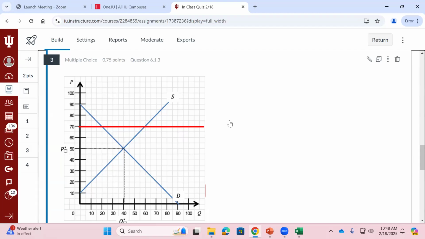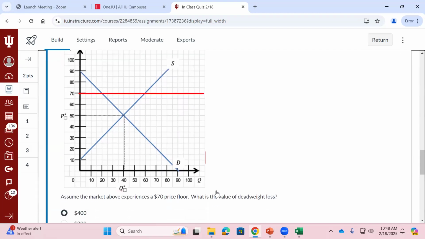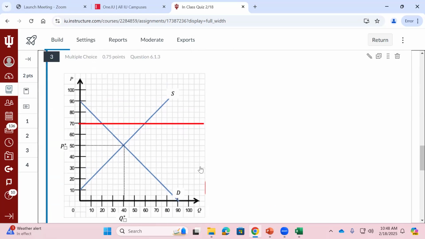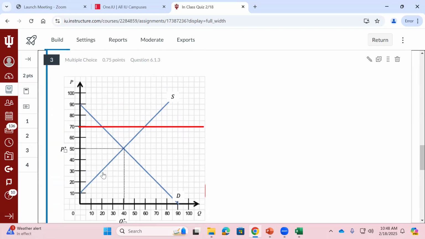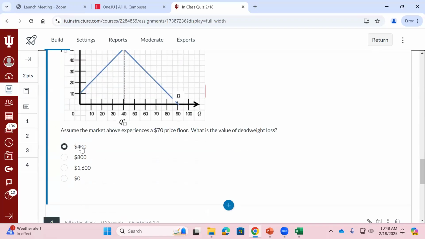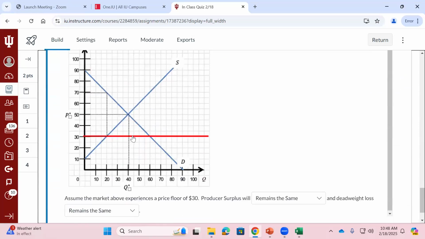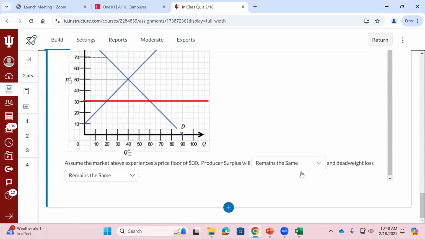So on question 3, when we're asked about the value of deadweight loss, it's what surplus was lost from no longer having this equilibrium quantity of 40, but instead only having this quantity of 20. So it looks like that triangle is what? 40 times 20 times a half, so 400. And then we asked, what happens if I had an ineffective price floor? Nothing changes, right? Everything's going to remain the same. So you should have the answers to all 4 questions.